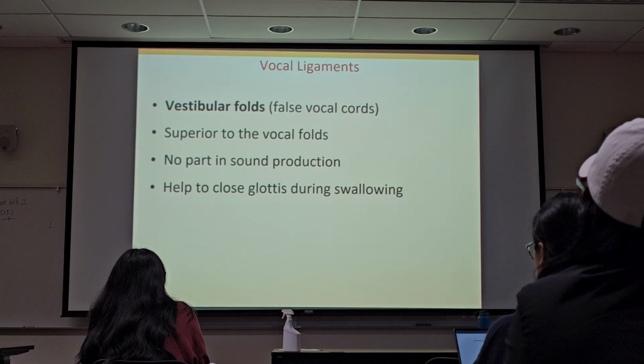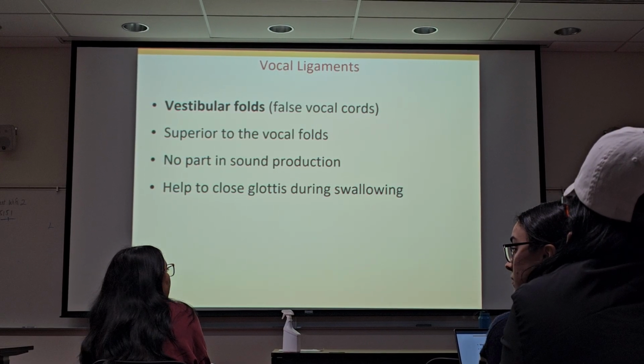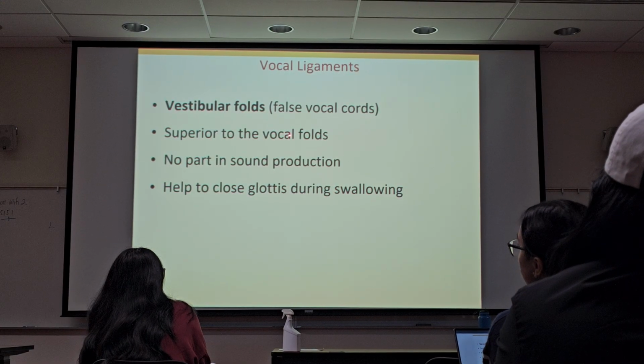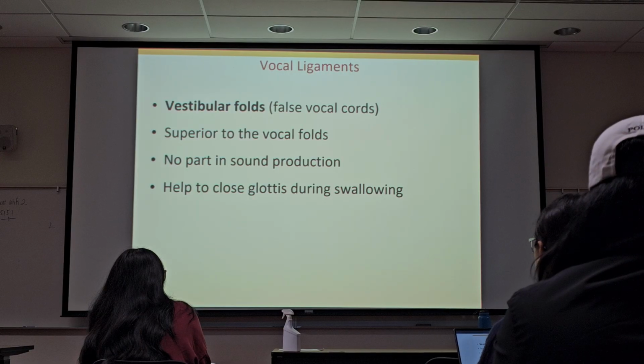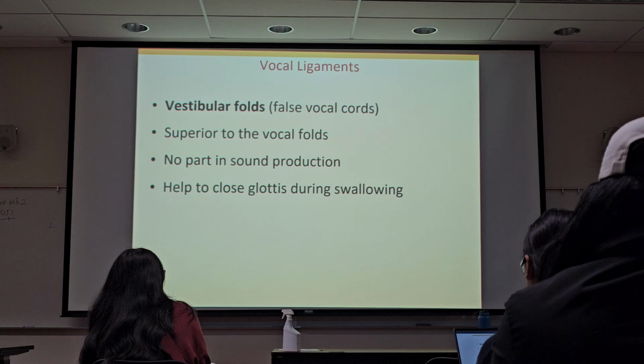Besides these vocal folds, these true vocal cords, we also have false vocal cords that don't participate in generating our voices. They are called the vestibular folds. So they don't participate in any sound production. They help to close the glottis when we swallow.